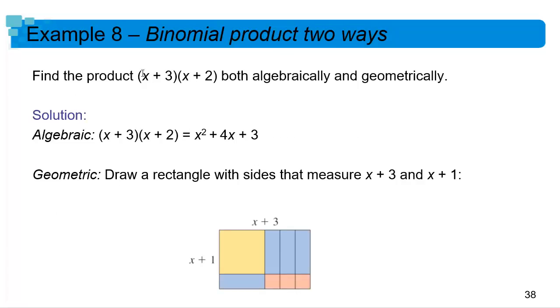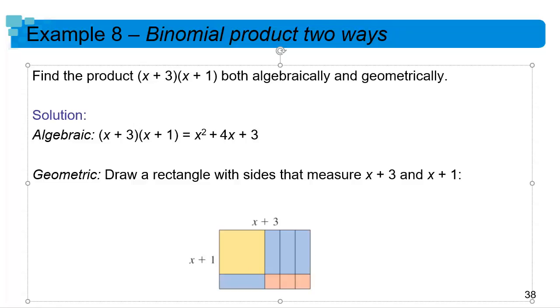Here's another example, x plus 3 times x plus 2. Well, here's the picture of x plus 3, and then here's x plus 1, and we can see that this is what we get. Sorry, I just noticed a typo in the slide. This should be x plus 3 times x plus 1. Now it matches the picture. Here's x plus 3, here's x plus 1. And if you multiply these two pieces together, you get x squared plus 4x plus 3. But if you didn't know that and you just drew the picture, there's my x squared, there's my 4 x's, there's my 3 singles.